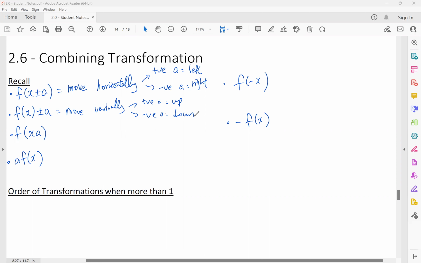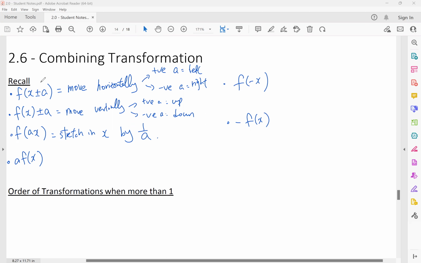So f of ax means it's a stretch in the x direction, stretching x. If the a is inside the bracket, actually f of ax will be a better way of writing it. I don't know why I wrote xa. It's stretching x by 1 over a, so the scale factor is 1 over a. Inside the bracket is rebellious. If the a is inside the bracket, you do the opposite.